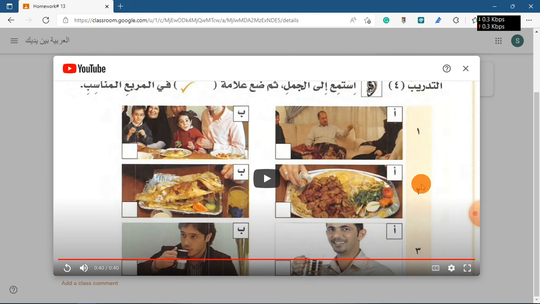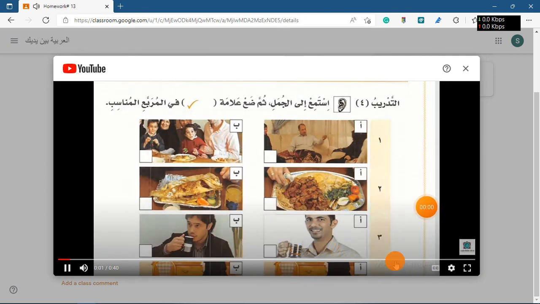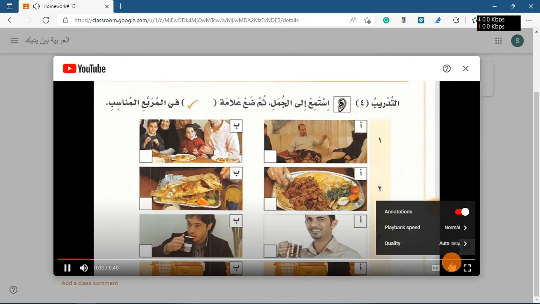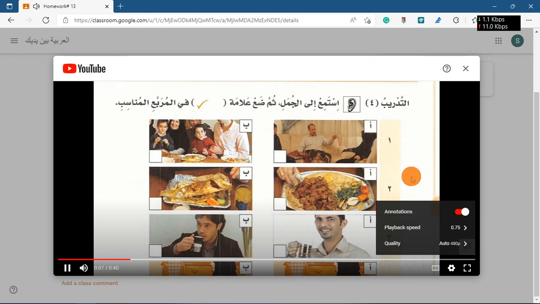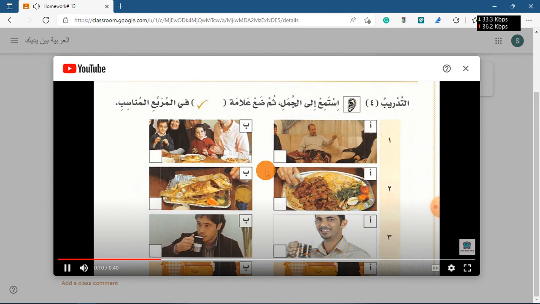Now if you feel that the speed is fast, play it again and this time click on settings, then click on playback speed and choose a slower option. This will decrease the speed. Then you will easily understand it.